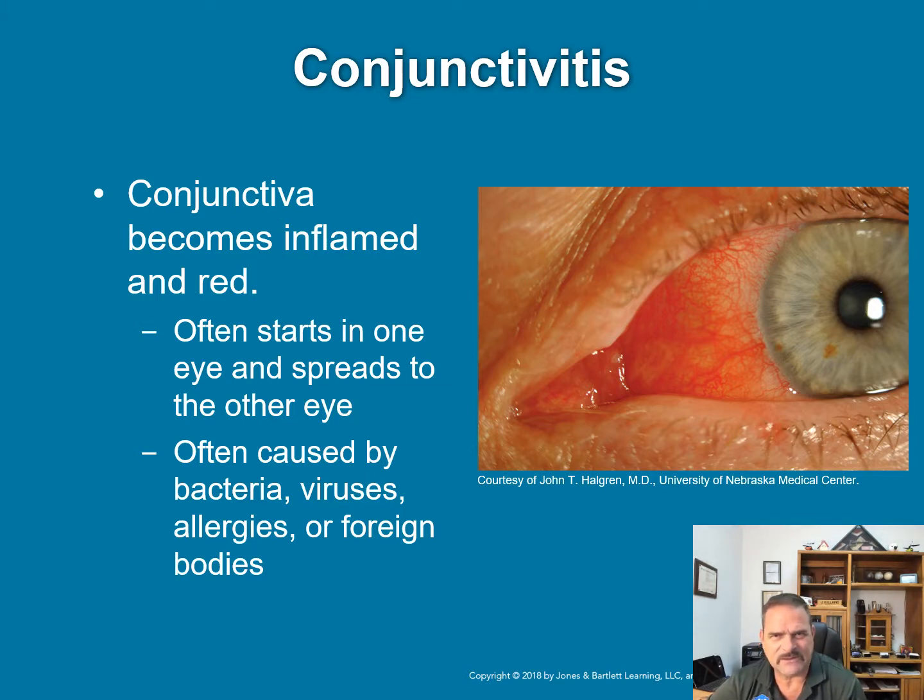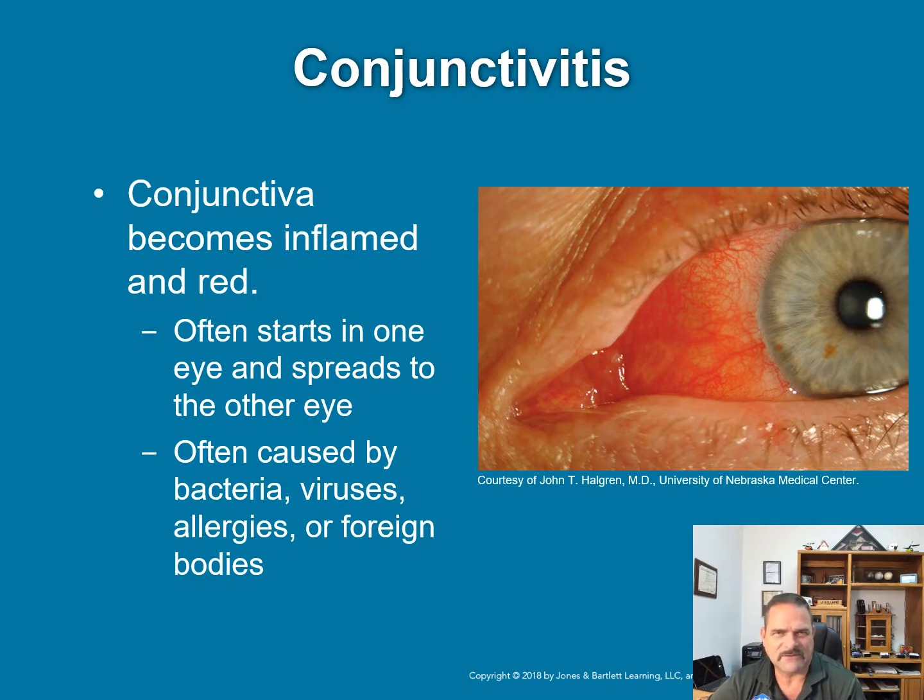Conjunctivitis. The pathophysiology of this is the following. It's pink eye, is what we normally call it, the layman's term. The conjunctiva becomes inflamed and red. Most often it starts in one eye and spreads to the other eye. Most often it is caused by bacteria, viruses, allergies, chemicals, or foreign bodies.